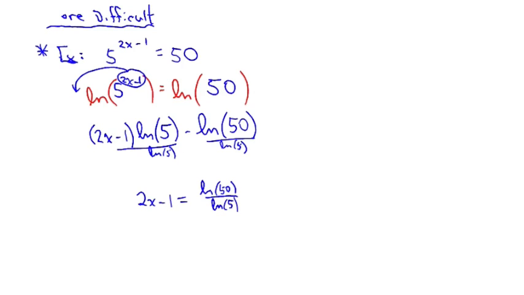Alright, how do I solve for x? Subtract 1. Same thing. No, it is not. Just drop it. You're adding 1 to the other side. So you get 2x equals plus 1 or 1 plus. It doesn't matter. I usually just do 1 plus ln of 50 divided by ln of 5. Alright? And then what? Divide by 2.